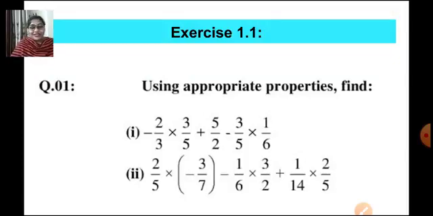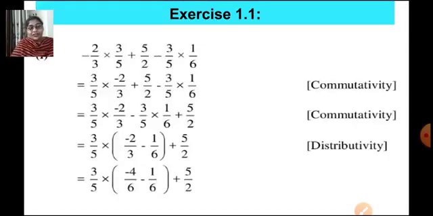So this is the exercise, children. Question number 1 here. Using appropriate properties, find. Right? There are two sums given in question number 1, bit 1 and bit 2. So let us begin with bit 1. It is negative 2 upon 3 multiplied by 3 upon 5 plus 5 upon 2 minus 3 upon 5 into 1 upon 6.